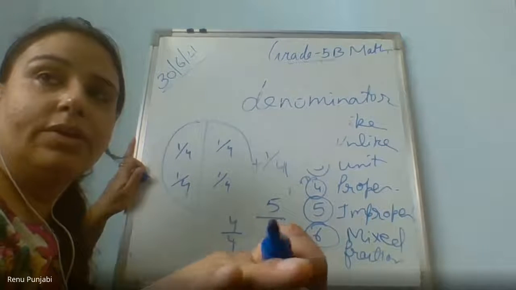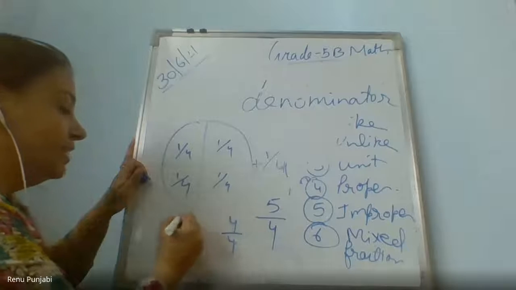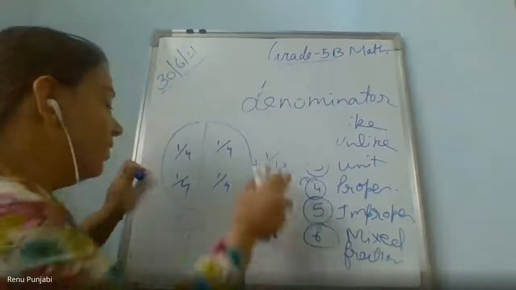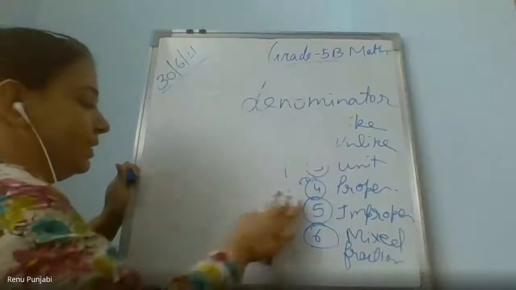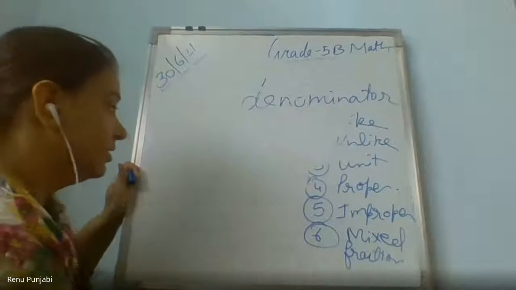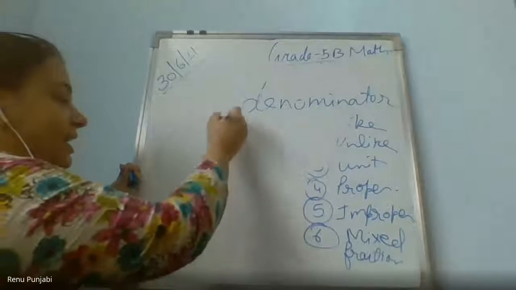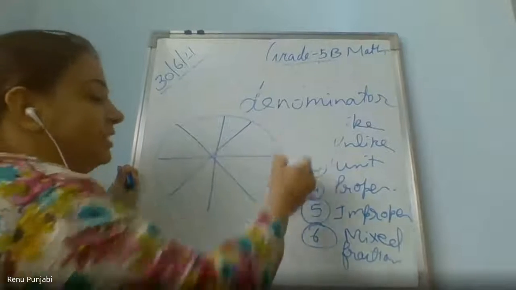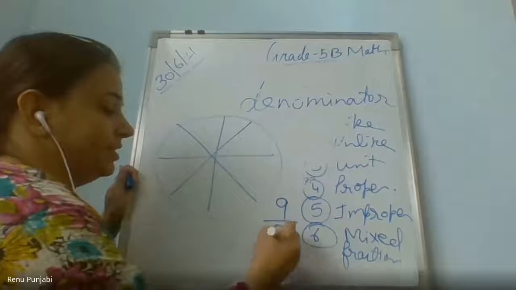Yes or no? Yes. So then it makes 5/4. Become 5/4. Got it, everyone? Now, for example, there is a cake. I divided it into 8 parts. And the fraction is 9/8.